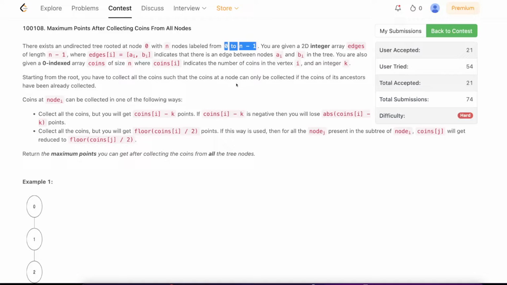Hello everyone, welcome back. In this video, we'll be discussing the last problem of today's weekly contest, maximum points after collecting coins from all the nodes. The problem is a very interesting application of dynamic programming on trees.